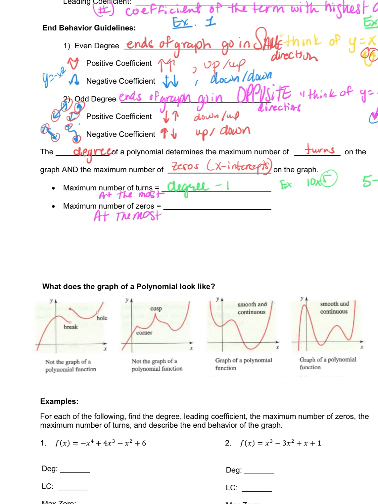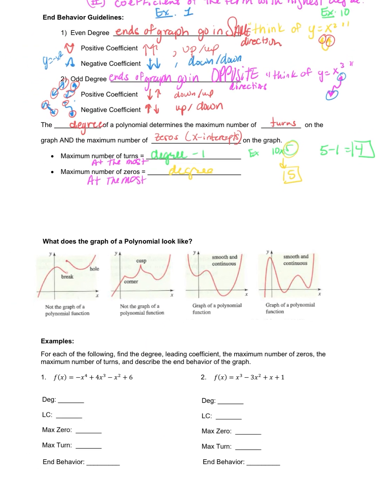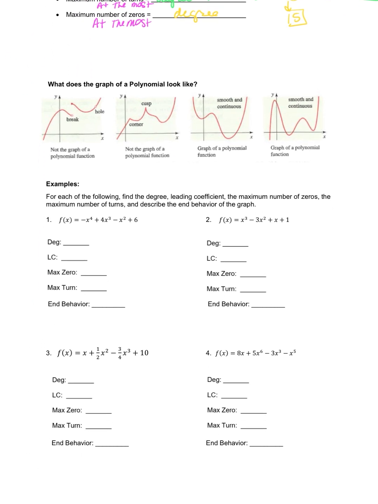The maximum number of zeros, we just look at the degree. So for the example above, it's still 10x to the 5th. Since it's a 5, the degree is 5, so at the most zeros we're going to have is just 5. At the most. Okay. Right, next page.